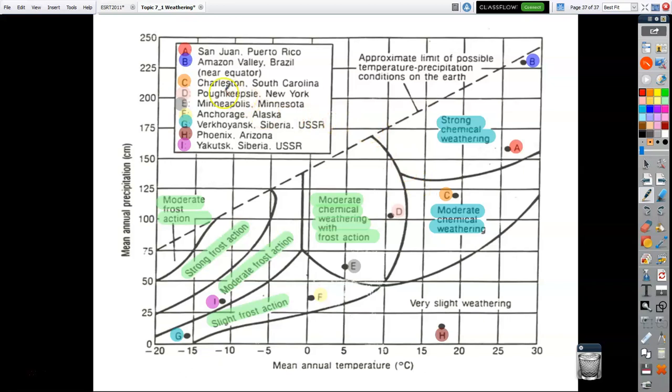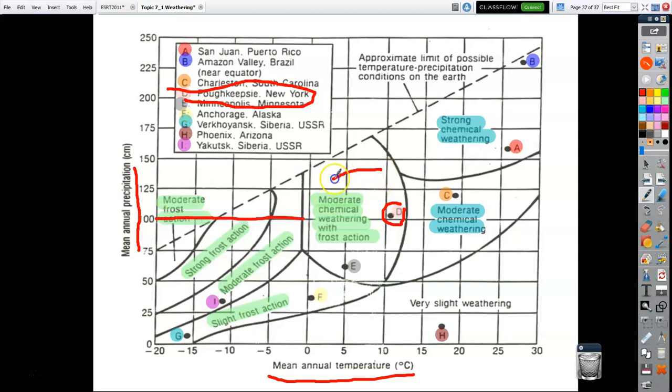So, for example, if you see letter D here, letter D is Poughkeepsie. And so that would put us right here. This graph shows 2 things. What's your average temperature for the year, and that's in Celsius, and what's your average amount of precip in centimeters. So our average temperature is a little over 10 degrees Celsius. That probably puts us in like the 40s, 50s. So that's our average, right? We take winter and summer. And our amount of moisture is at 100 centimeters per year.